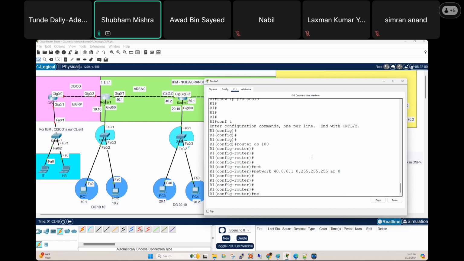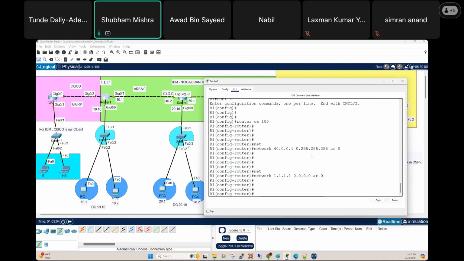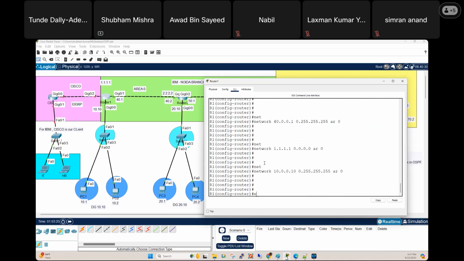I am going to advertise one more network. Network 1.1.1.1. And what will be the wildcard mask? 0.0.0.0. Area will be 0. Are you done, everyone? Yes or no? Yes. I am going to advertise one more interface. Let's suppose 10.0.0.10. Wildcard mask will be 0.255.255.255. Area is 0.